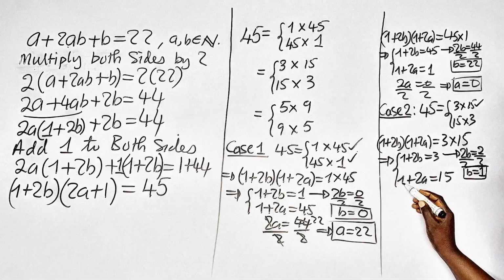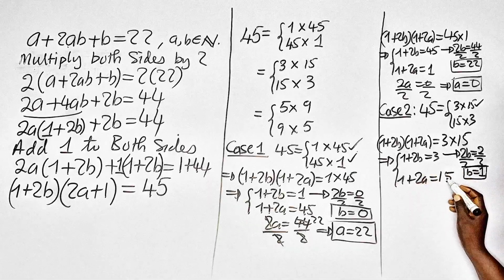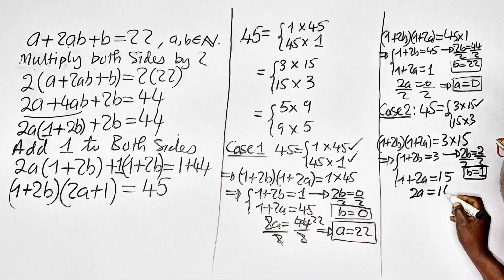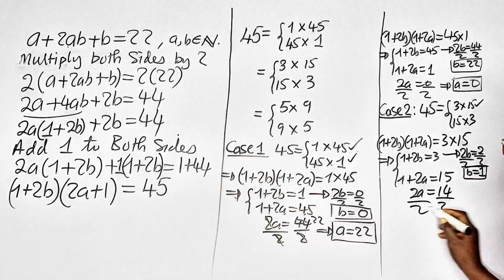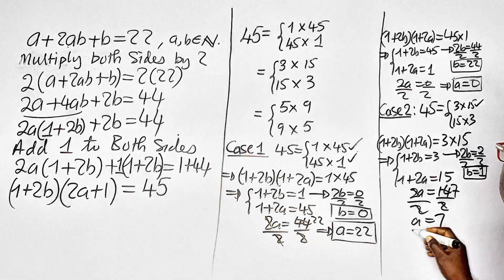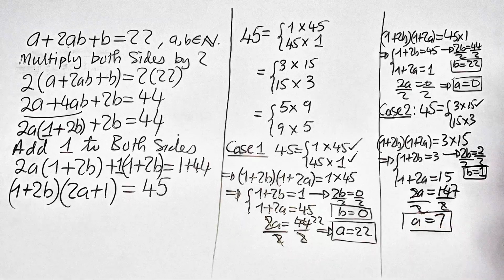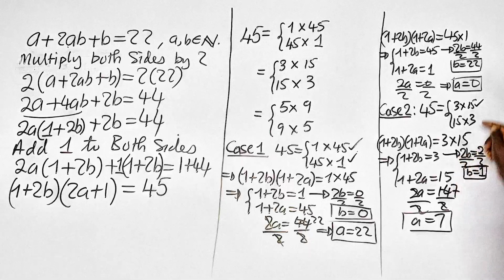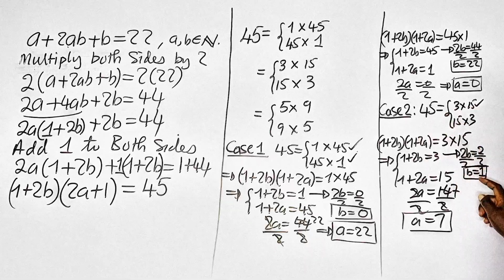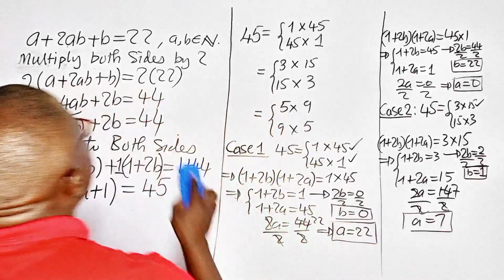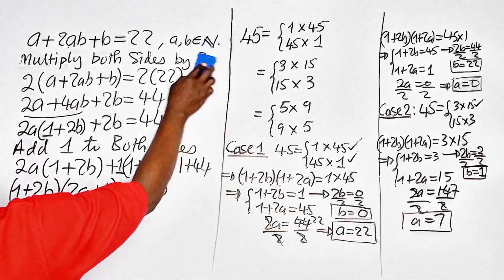Alright, here we take 1 from the left hand side to the right hand side. It is subtraction. 15 minus 1 is 14. So we have 2a is equal to 14. If we divide both sides by 2, we have a to be 7. So this is the first situation of case 2. A is 7, b is 1. Let's see the second situation of case 2.